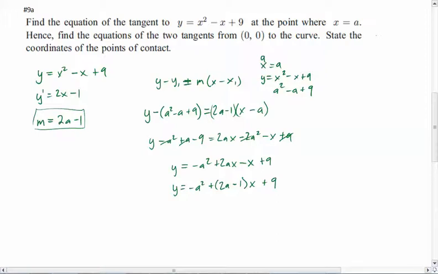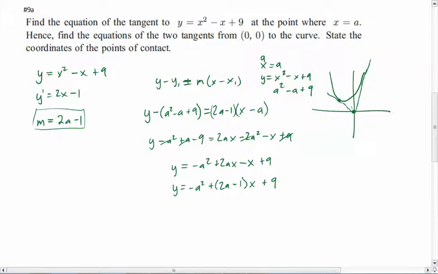Alright, so now it's asking us to find the equations of the two tangents from 0, 0 to the curve. And so what it wants us to find is the points of contact. So let's just say for a minute, here's my graph, right? It looks like it's been shifted up a little bit, so it probably looks something like this, right? So there's my quadratic, and it's saying, okay, here is 0, 0. Now find the two tangents. So you can imagine one of them is probably something like right here, and then the other one's probably something like right here. As you can see that there's two tangents there.